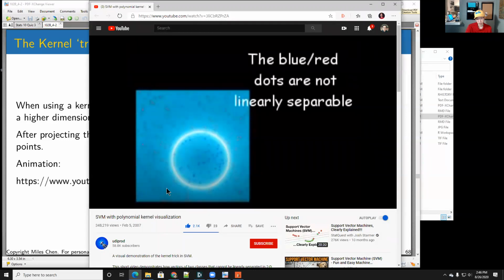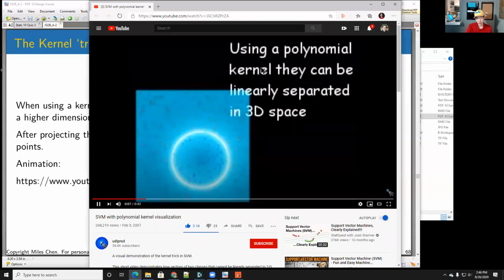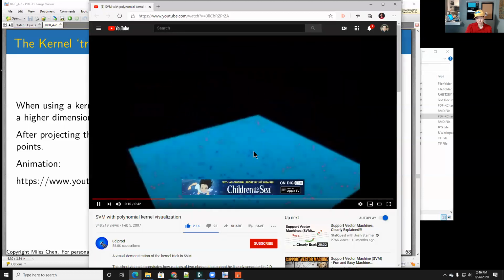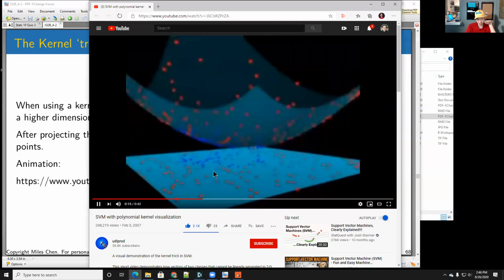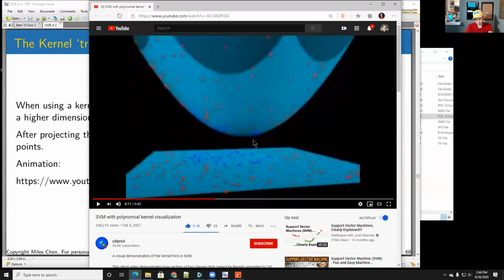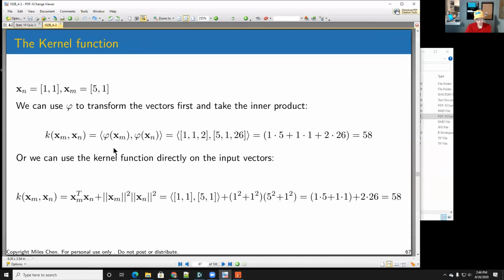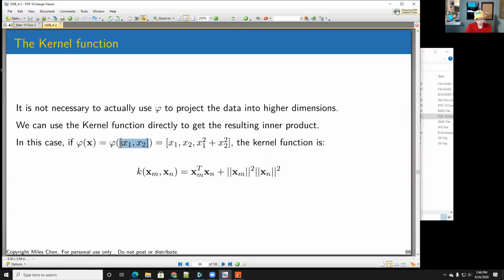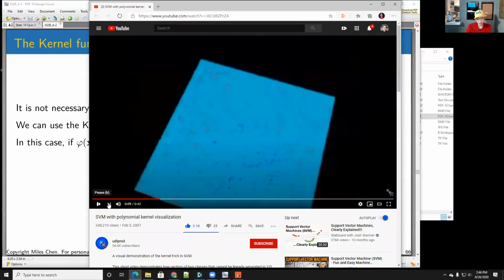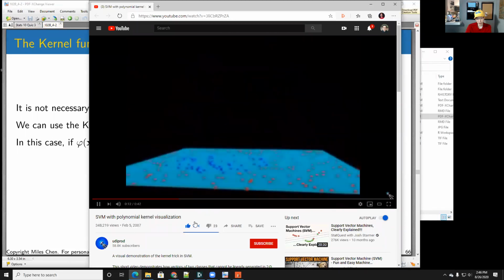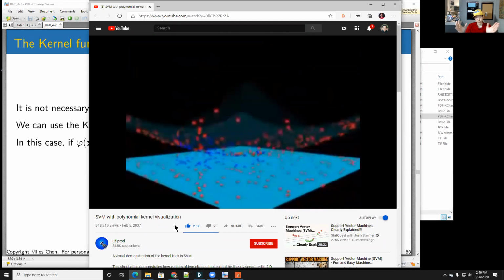So what we're going to do is use the polynomial kernel to transform our 2D data into 3D data. So this is what the picture looks like. We're basically taking our two-dimensional coordinates and applying a phi function to transform them into 3D. We're applying the function so that it goes from 2D into 3D.